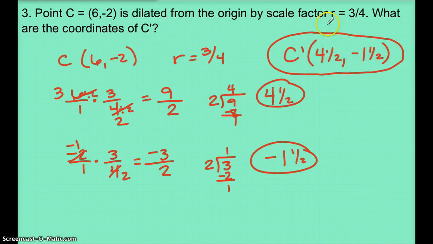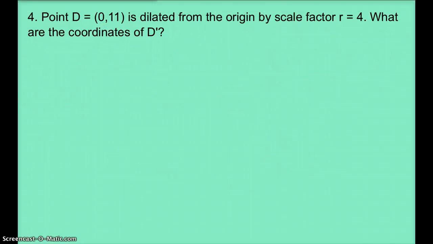Okay, so remember, all we're doing on each of these is taking our scale factor and multiplying it by each coordinate individually to get the new coordinates. Okay, moving on to number 4, we have point D, which is at (0, 11), dilated by a scale factor of 4. So again, I want you to pause the video and attempt this one on your own, and then you can check back and make sure you got it correct.